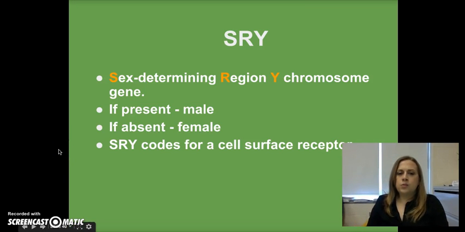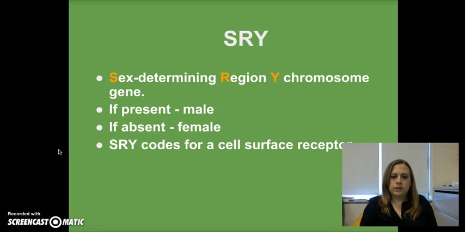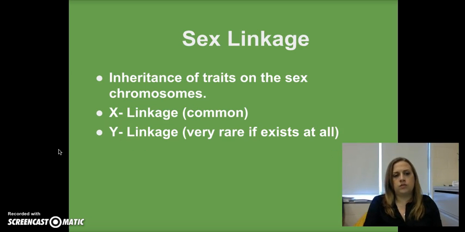So the SRY is the sex determining region on the Y chromosome gene. So if this gene is present, then you have a male. If the gene is absent, then it's a female. So SRY codes for a cell surface receptor, and again, this is the sex determining region Y chromosome gene, so it's found on the Y chromosome.